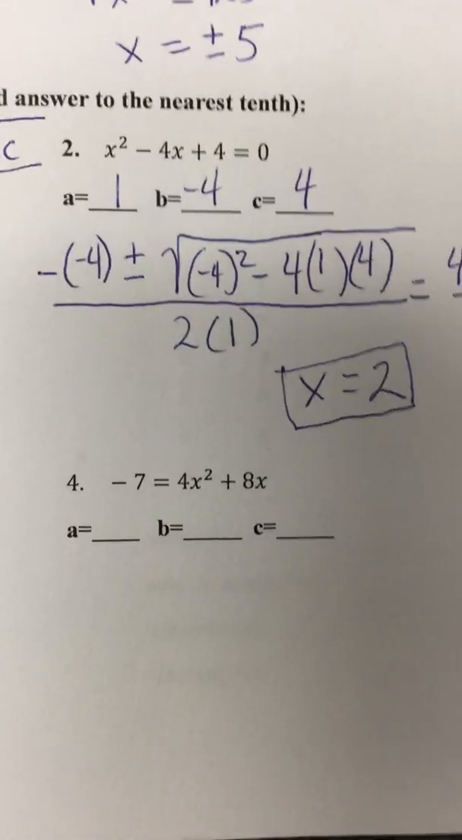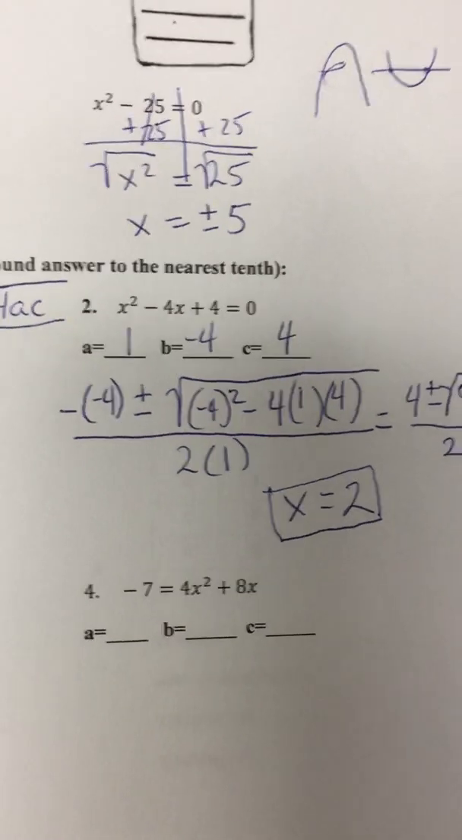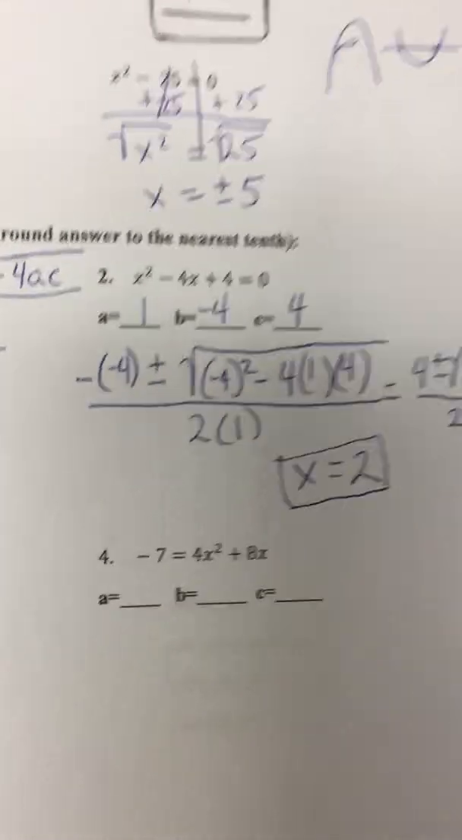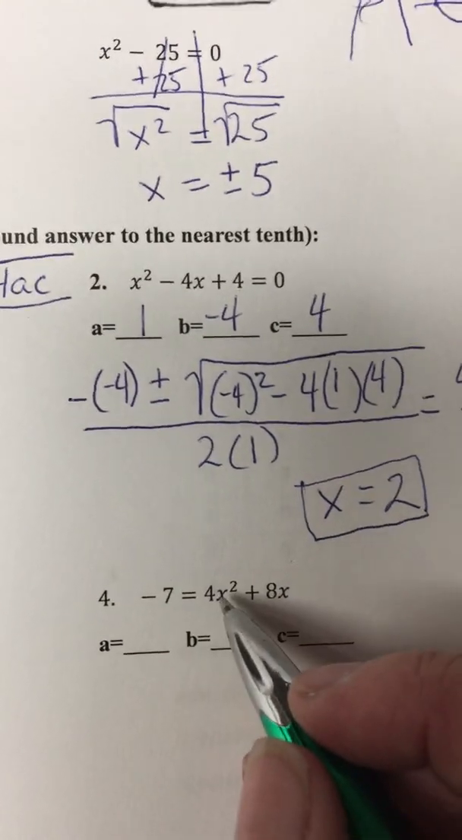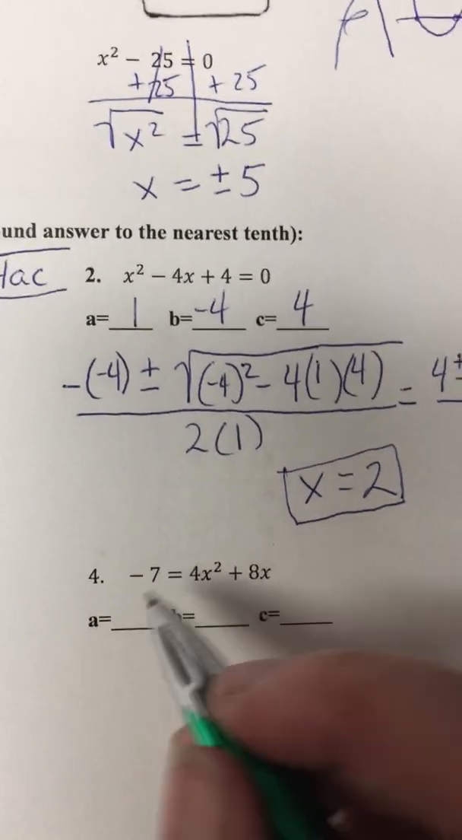Again, put it in standard form. Pick out A, B, C, and plug them into the quadratic formula. We're solving quadratic equations using the quadratic formula. The quadratic formula will solve any quadratic equation, whether it's factorable or not. So I've got x squared and x over here, and I got the number over here. So I'm thinking I'm going to move the number over this side.